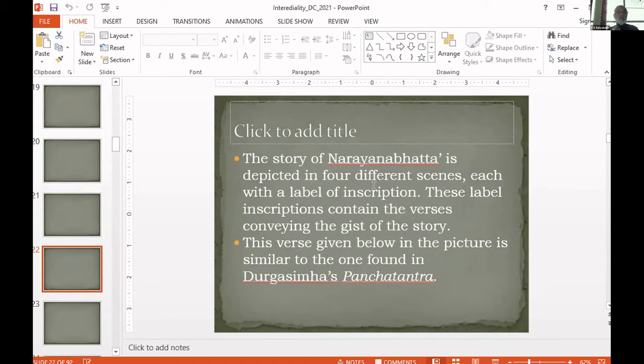They were sculpted during the Rashtrakuta regime, somewhere around the 8th-9th century. One of them contains a small verse in Sanskrit, which is also found in Durga Simha, but with a slight deviation.